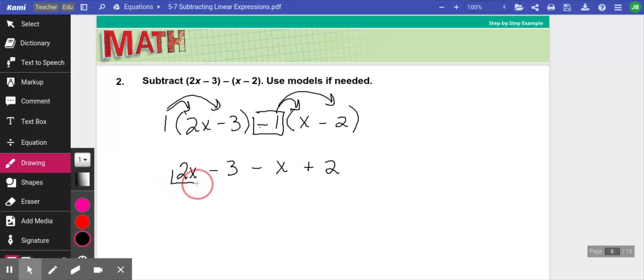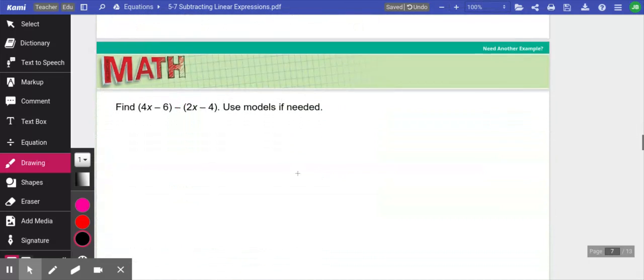Combine like terms. 2x and a negative x is just 1x. Negative 3 plus 2 is negative 1. Again, notice this negative just took x minus 2 and made it negative x plus 2. It flipped the sign of the second value.